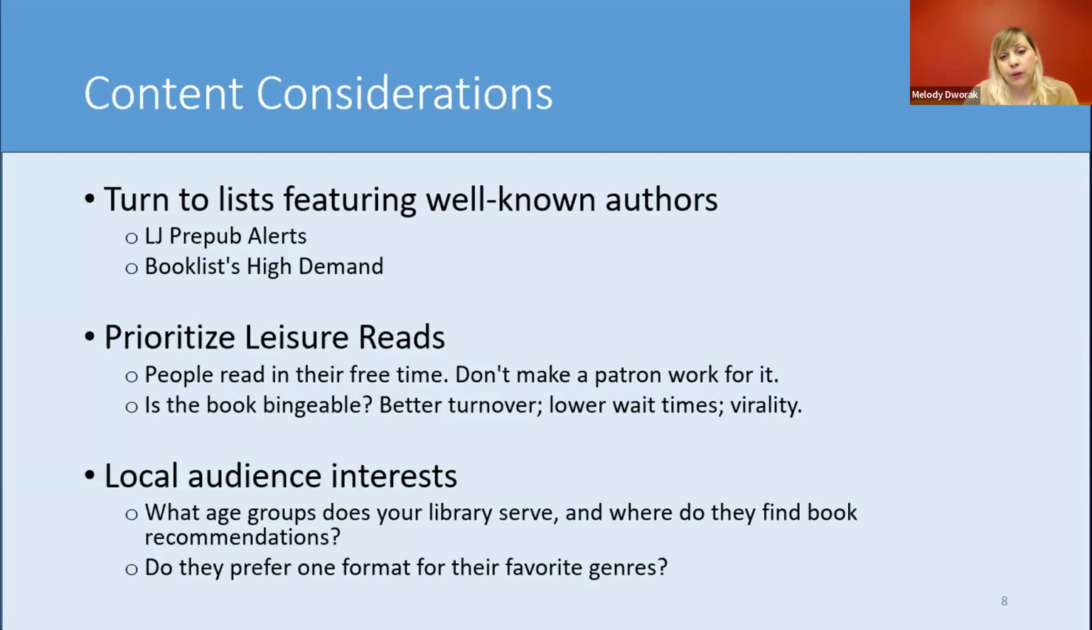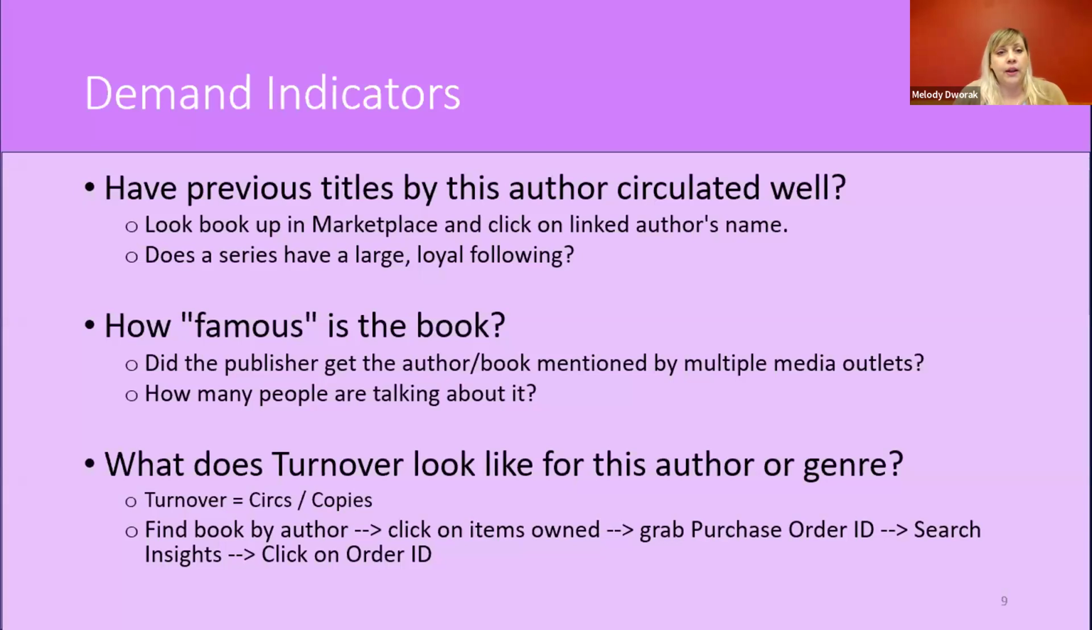So those super easy to read romances are one example. And I think thrillers and mysteries also fall under that category. So as far as what I can use to tell me whether this book will be in demand: have previous titles by this author circulated well? If you are in Overdrive Marketplace, you can click on the author's name, that's a link, and it'll take you to all the books. So you can see, has this author been checked out a lot, or are people passing on it? If a series has a large loyal following, that encourages me to buy it.